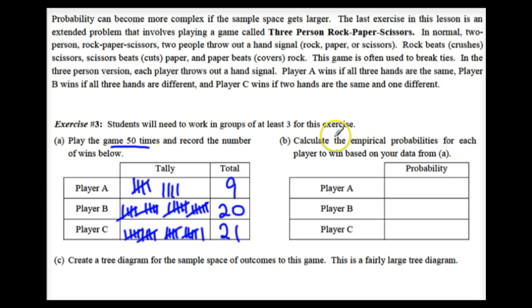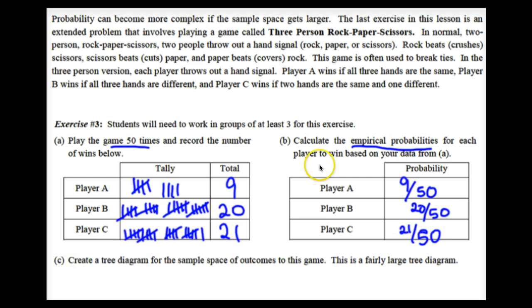Then it says calculate the empirical probability. All that means is, player A won 9 out of how many times? 50 times. Player B won 20 out of 50 times. And player C won 21 out of 50 times.